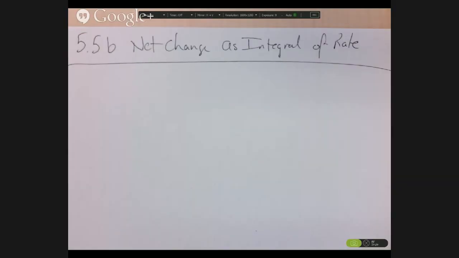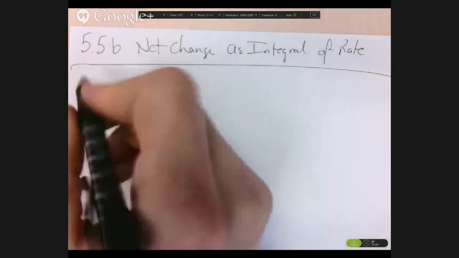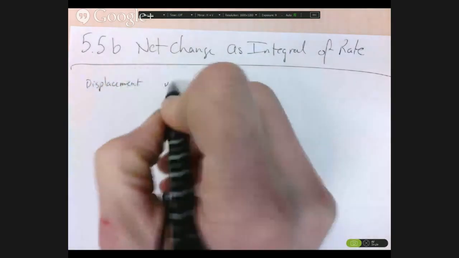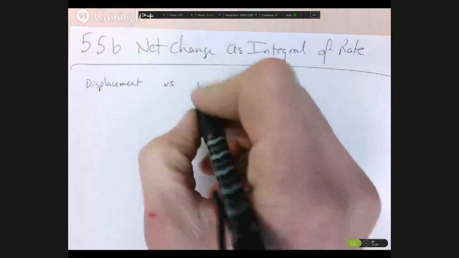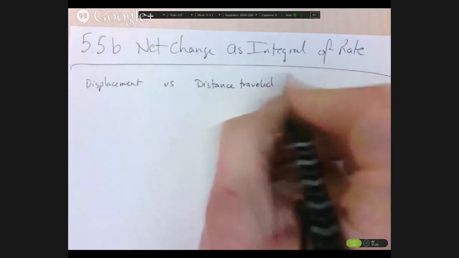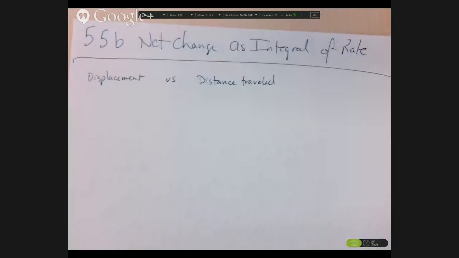We are still in net change as the integral of a rate. We're going to move that into some applications with velocity. So just a quick definition, really. What is the difference between displacement versus distance traveled?